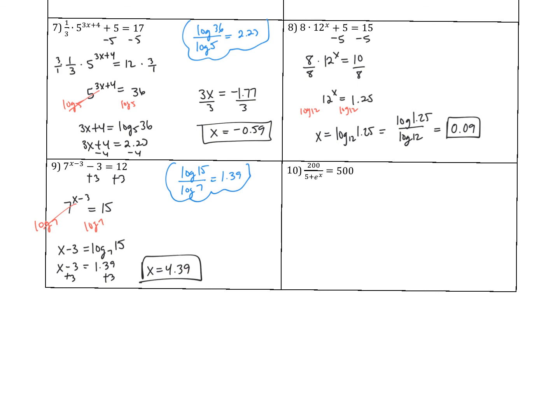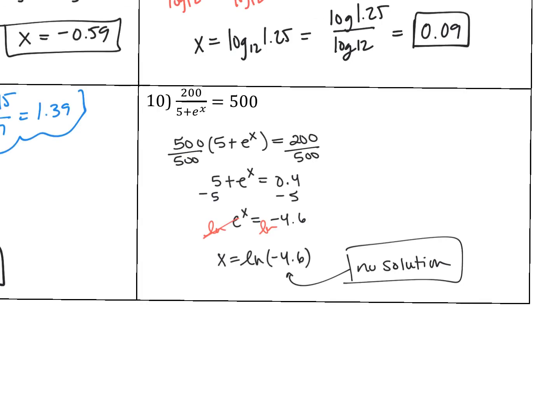Okay, last one, we have a rational type situation going here, so make sure you cross multiply first and then go ahead and solve. Pause the video, last one, then check to see if you got it right. All right, you guys, and you should have gotten for number 10, no solution.